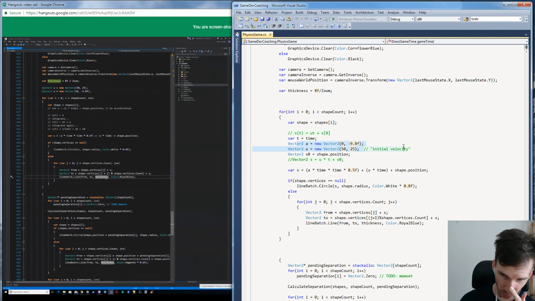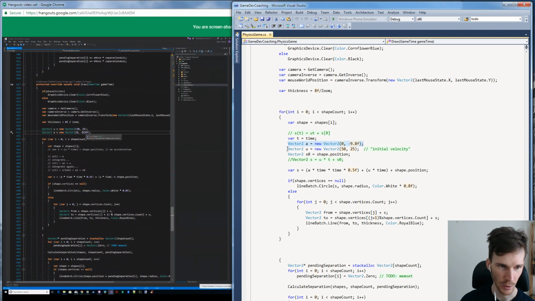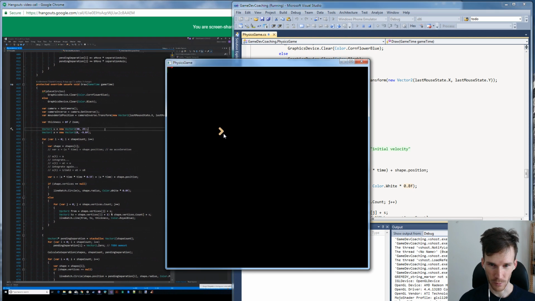We've got this constant value for acceleration, and that's 9.8, Earth gravity going downwards. That's fairly straightforward. And then we've got this 50 and 25 meters for our initial velocity, which is very fast. And then we run this thing, and it takes like forever for this thing to start going down, and it seems to go very slowly.